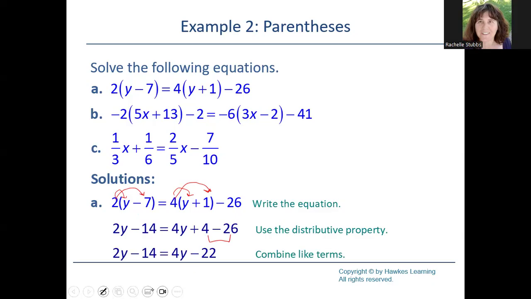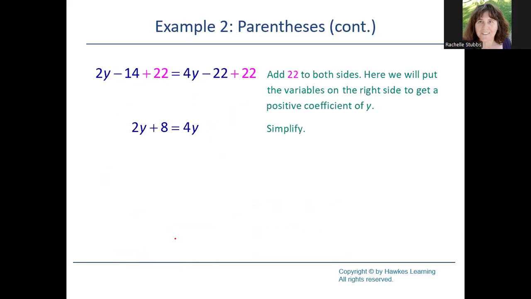And now I'm going to, in this case, I think I want to move the y's to the left and the constants to the right. So I'm going to add 22 to both sides, and then I'm going to subtract 2y from both sides. And that finally leaves me 8 equals 2y.